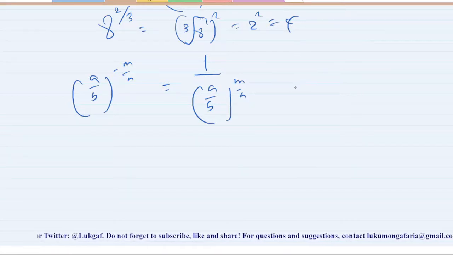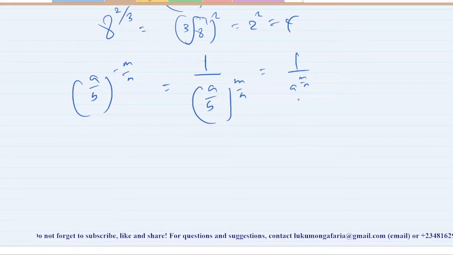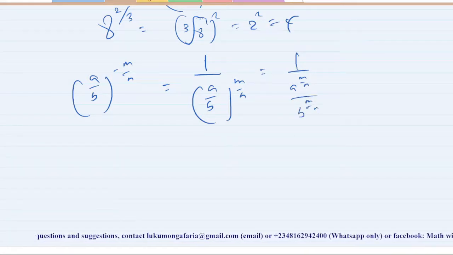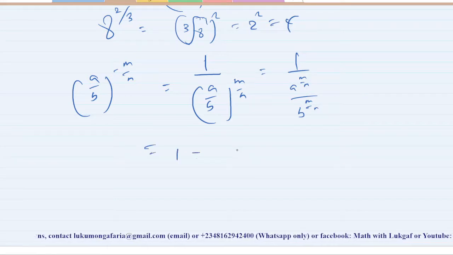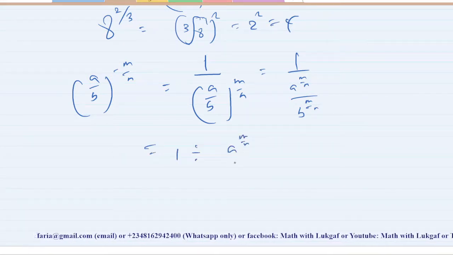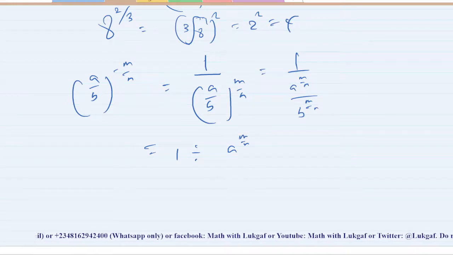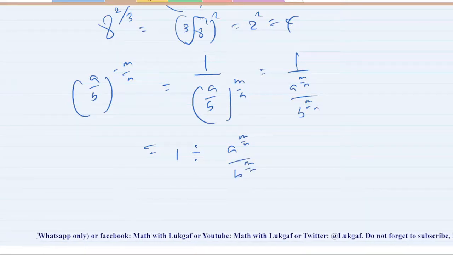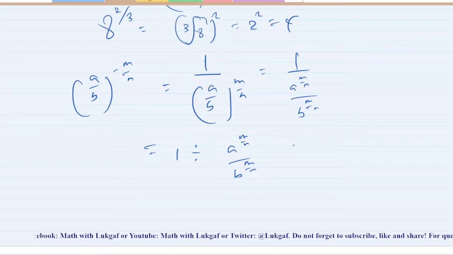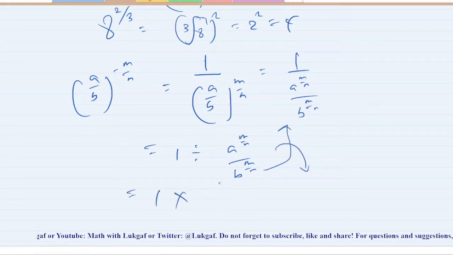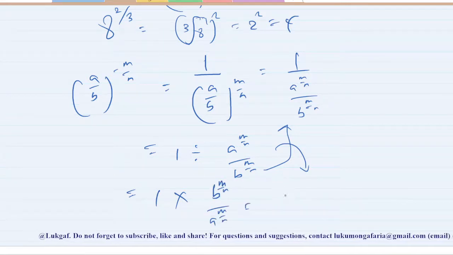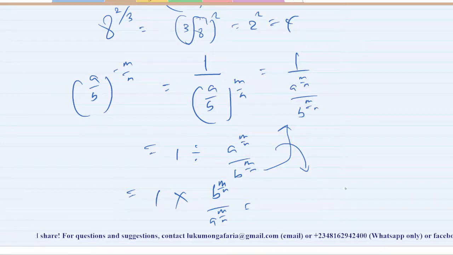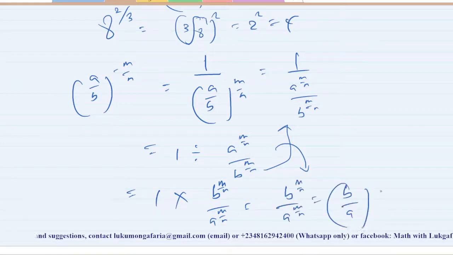You understand now? So if that is the case, you can give it to them one by one. That will give you a to the m over n divided by b to the m over n, the same thing as 1 divided by a raised to power m over n divided by b raised to m over n. And don't forget, if you change this to multiplication, it means you are going to invert this. So this is going to give me b raised to m over n divided by a raised to m over n, which is equal to b over a, everything raised to m over n.